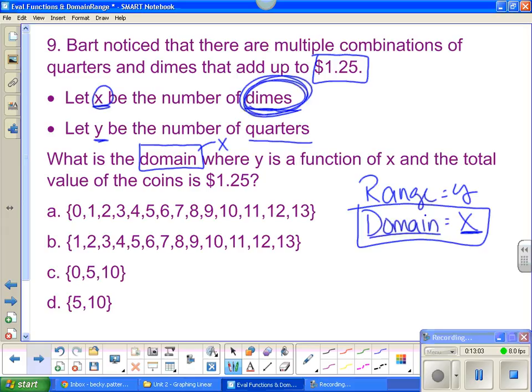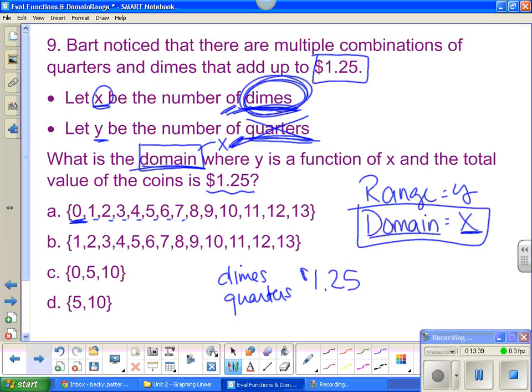So all of these numbers down here is a list of how many dimes I can have. It doesn't have anything to do with quarters because we're only talking about the domain. So can I reach $1.25 if I have 0 dimes, which means I have the rest quarters, because I only have dimes and quarters? If I have all dimes and all quarters, and I'm trying to reach $1.25, can I get there if I have 0 dimes and all quarters?